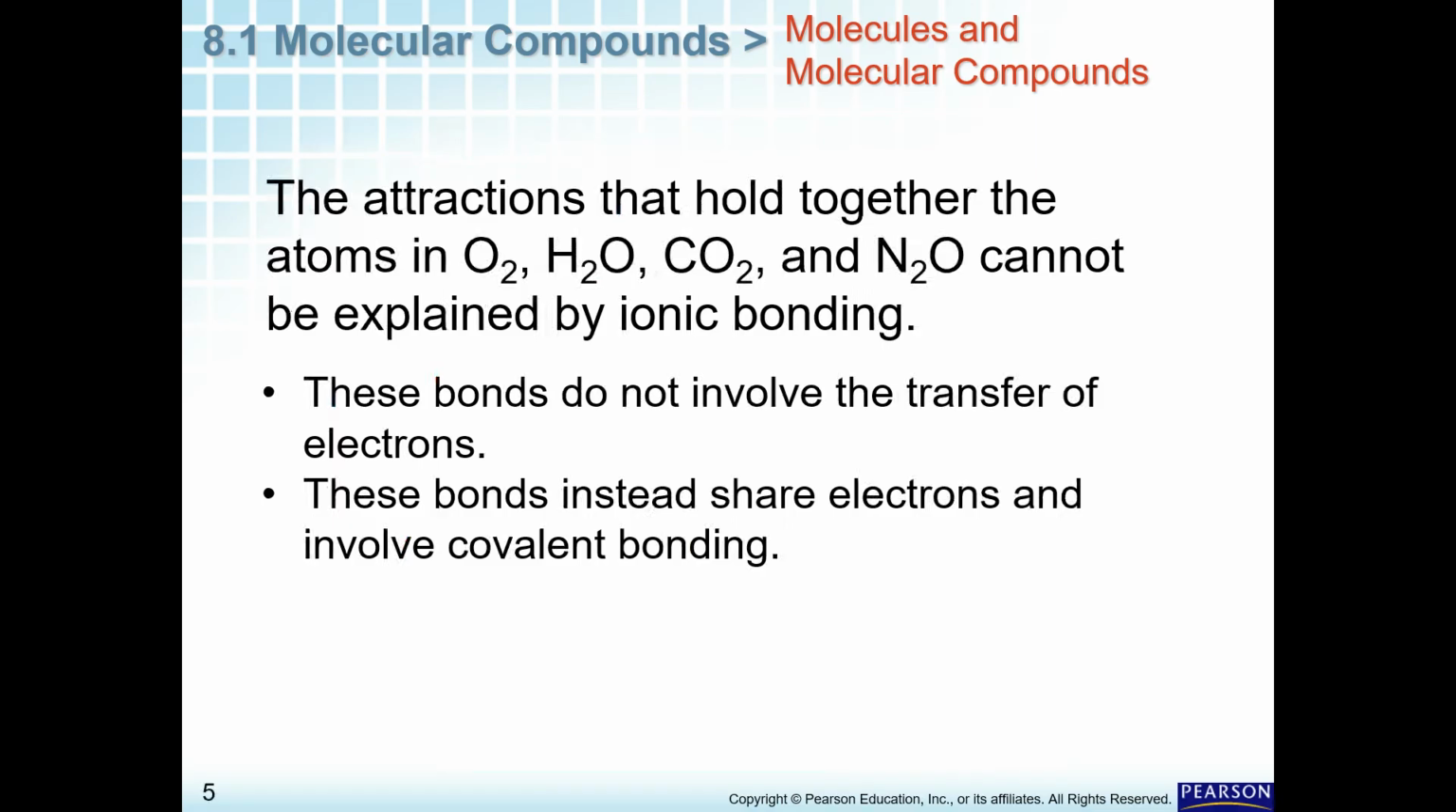So some examples of these are O2, H2O, CO2, and N2O, which cannot be explained using ionic bonding. There are no metals within these things. And they also do not involve a transfer of electrons. These are going to be examples of things that share electrons, and these again are going to be covalently bonded together. We see all nonmetals here.